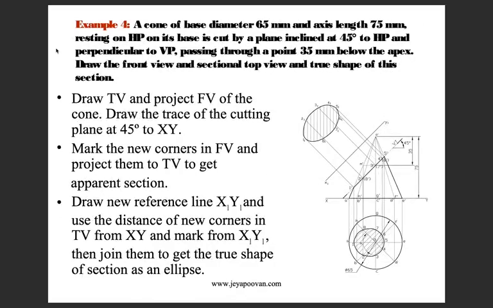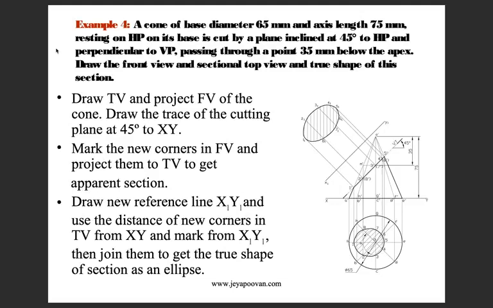Next problem. A cone of base diameter 65 mm and axis length 75 mm resting on the HP on its base is cut by a plane inclined at 45 degrees to HP and perpendicular to VP and passing through a point 35 mm below the apex. Draw the front view, sectional top view and the true shape of its section.